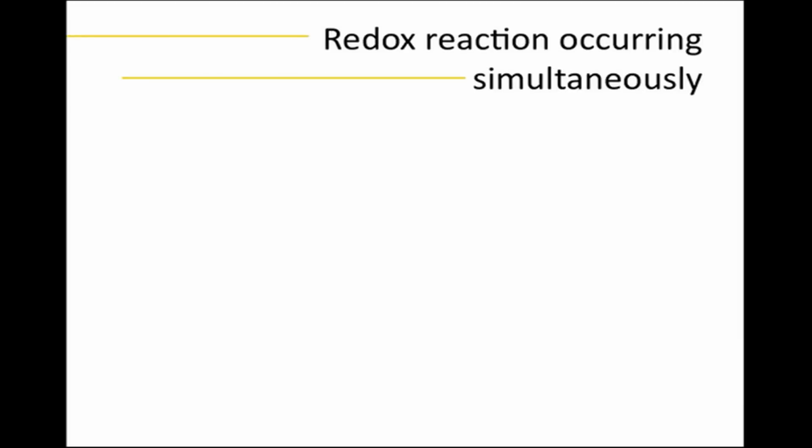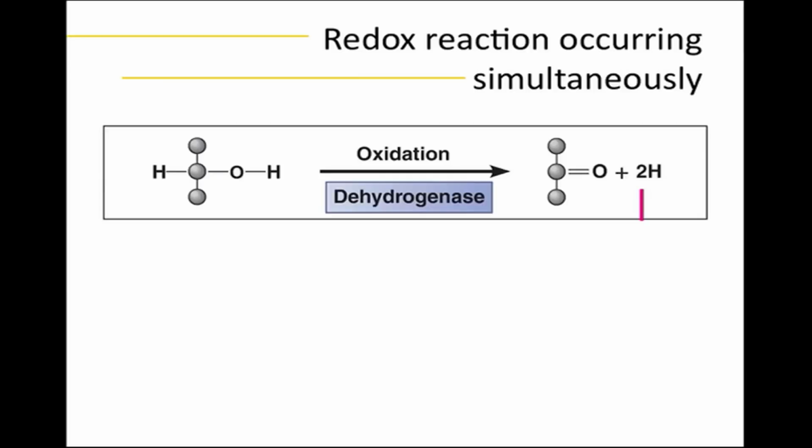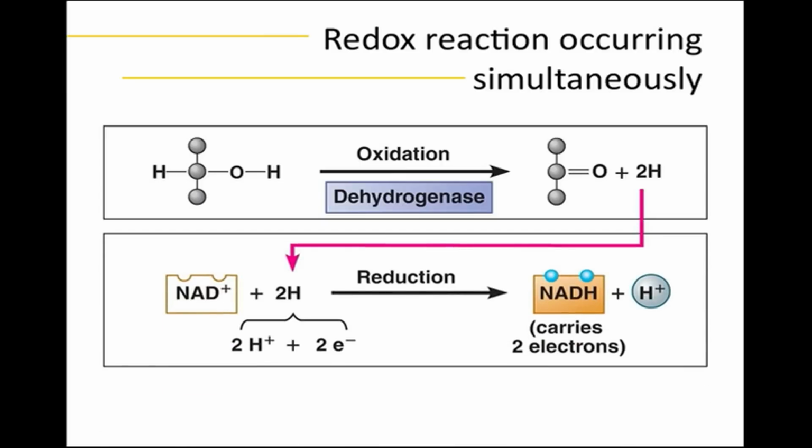Two key players in this redox reaction are an enzyme called dehydrogenase, which is responsible for the oxidation part of this reaction because it removes hydrogen, and NAD+, which is an organic molecule that cells make to shuttle electrons in redox reactions, and therefore is responsible for the reduction half of this reaction.